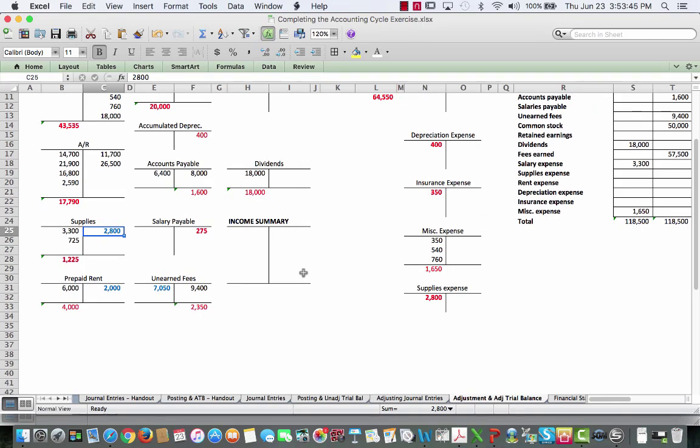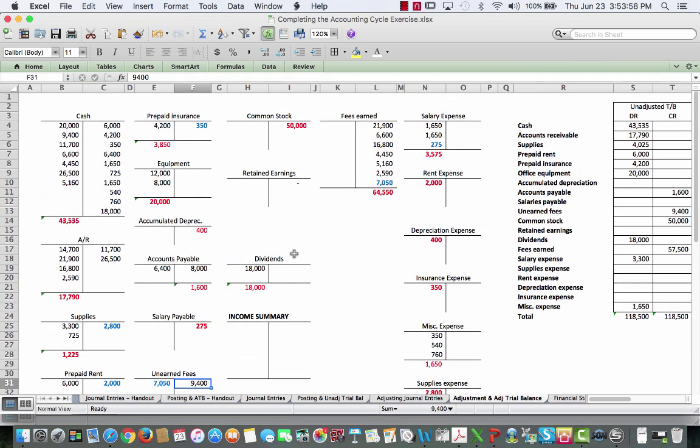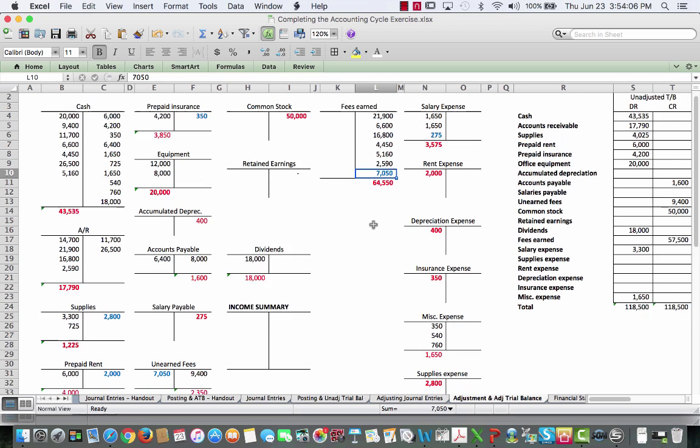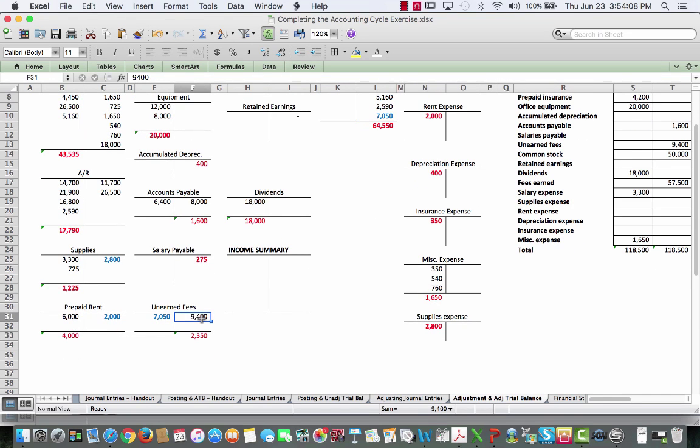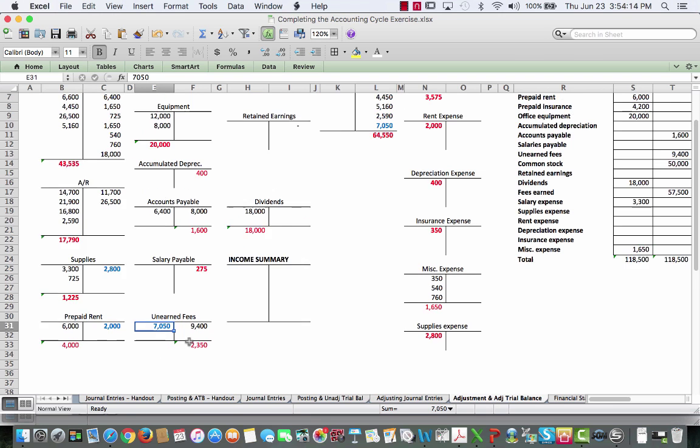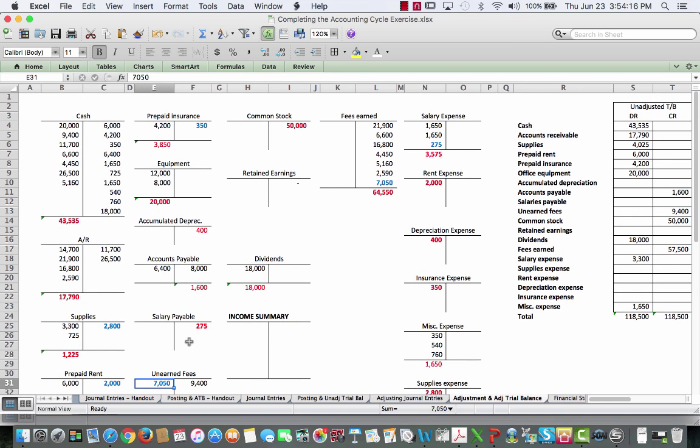You can also look at, for example, the unearned fees. Our unearned fees is a liability. It represents an advance payment from customers, okay, for future services. Well, during the month, we actually earned part of that advance fee, and so we recorded that as fees earned, which is a revenue account, and that is on the income statement. At the same time, we're going to reduce our liability called unearned fees by the same amount, and that is on the balance sheet. So again, every adjusting entry impacts one income statement account and one balance sheet account.